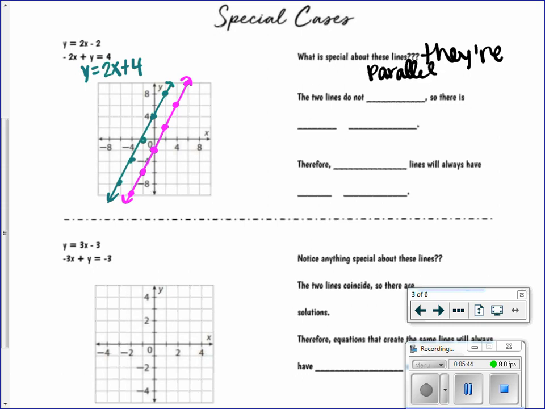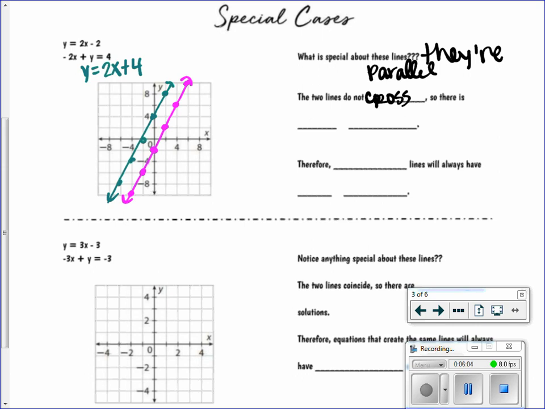They do not intersect or they don't cross. Whichever word you want to use, they're interchangeable. And if two lines are not going to cross or intersect, well, where have our solutions been? Our solutions are the intersection point. Wherever they cross, that's our answer.